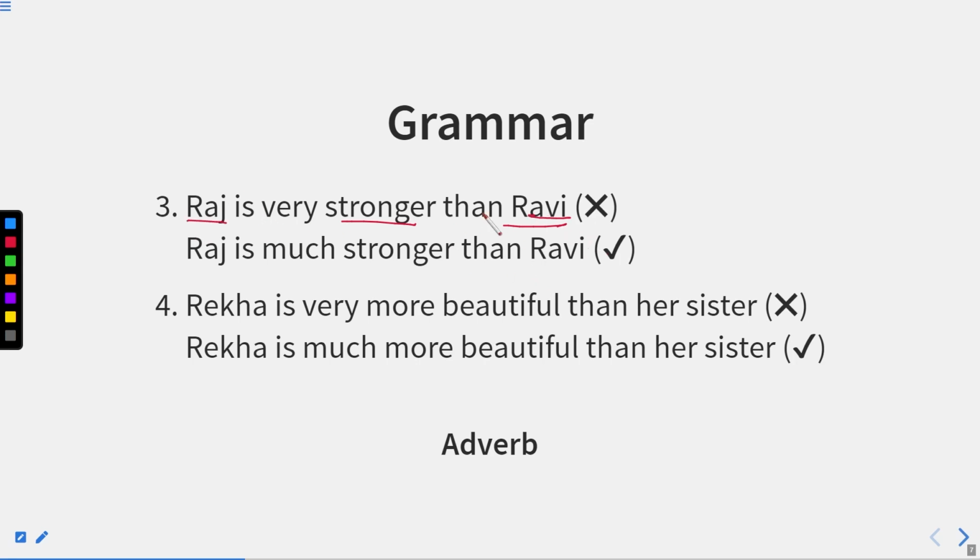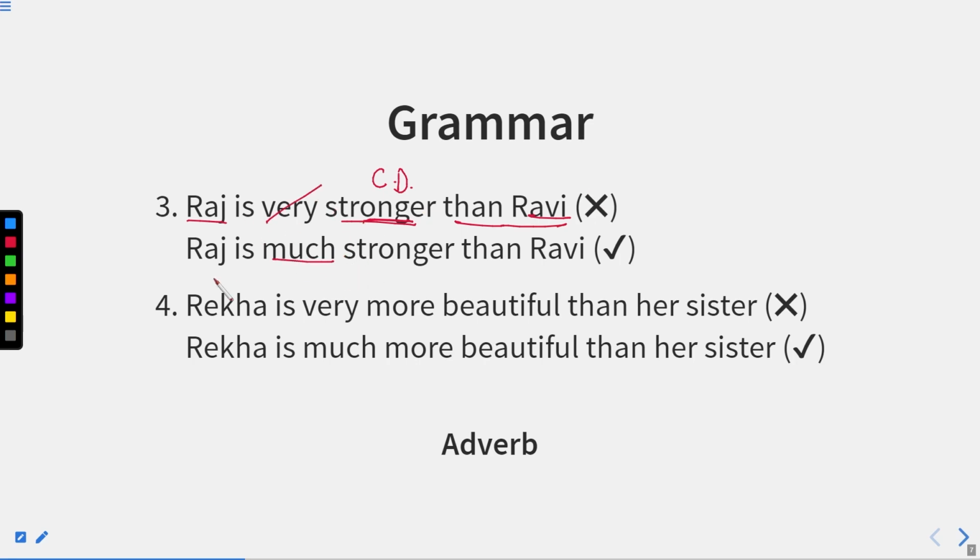Raj and Ravi. Now, because I'm comparing these two persons, I'm using a comparative degree and I'm using than, because than is used to compare two things or two persons with each other. Now, stronger is a comparative degree of adjective. Because this is a comparative degree of adjective, we cannot precede it with the word very. So, it should be replaced with much.